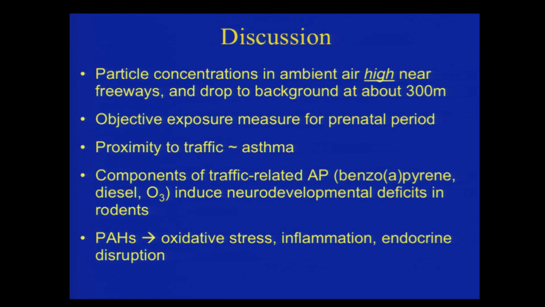Proximity to traffic has been associated with asthma. We know that many of the compounds in air and traffic-related air pollution have been shown to induce some sort of neurodevelopmental delays or deficits in rodent studies, and other mechanisms like oxidative stress, inflammation, endocrine disruption, and so forth could be going on.